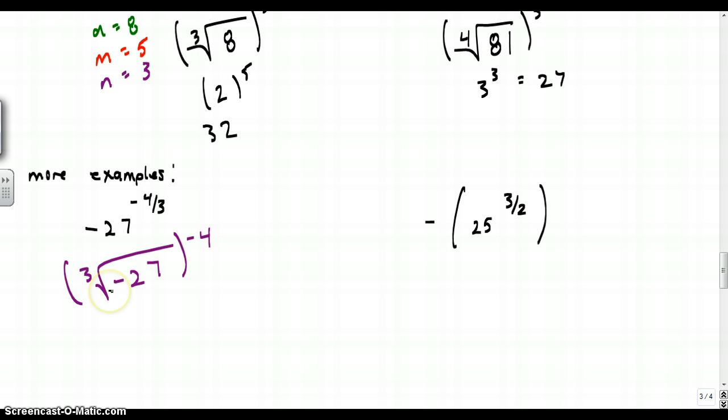I can take the cube root of a negative number because a negative number times itself 3 times can give a negative. In this case, I get negative 3. Negative 3 times negative 3 is 9. 9 times negative 3 is negative 27. So I have negative 3 to the negative 4 power. And what does it mean to have a negative exponent? That just means you flip it. So it's 1 over negative 3 to the 4th. And negative 3 to the 4th is 81. So this equals 1 over 81.